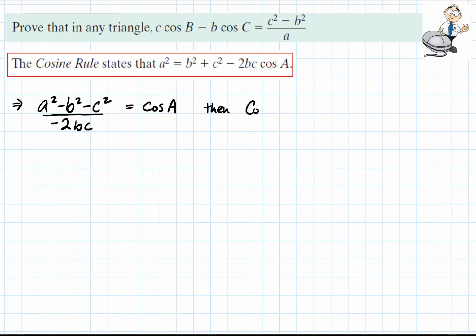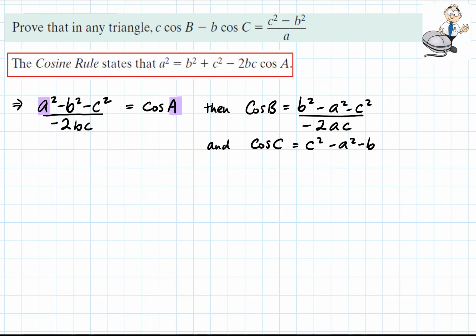So if this is true, what would cos of B look like? Now, just be careful that the angle matches up to the particular letter that goes in the first position. So cos B would be b squared minus the other two sides squared, divided by the negative 2 times the other two sides that aren't b. And similarly for cos C. So we could express cos B and cos C in terms of the sides in the triangle.